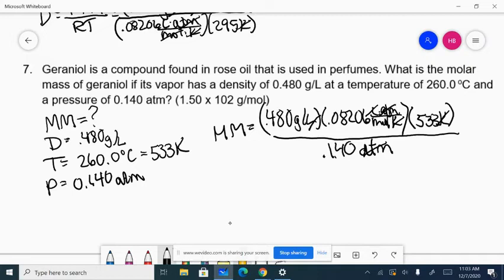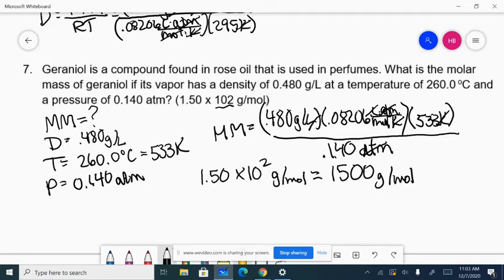This right here, if it looks like that, don't let that confuse you. That's 1.50 times 10 to the 2 grams per mole, which is, I'm going to move it over, 150 grams per mole. And it's written like this because this has two significant figures, but our answer needs to have 3. So we have to answer in scientific notation in order to have the correct number of significant figures.